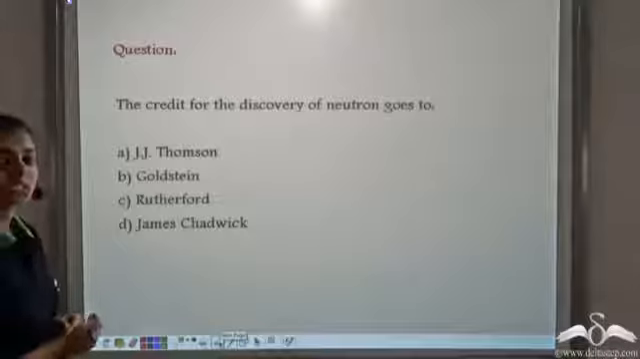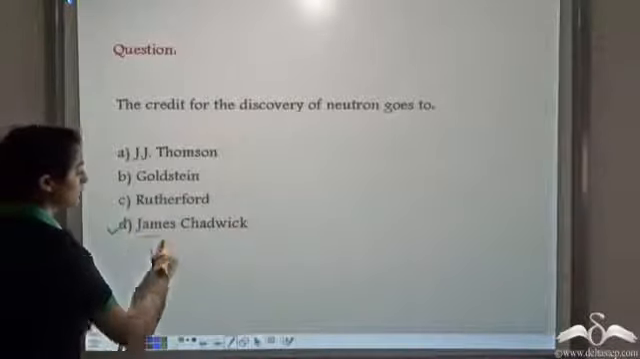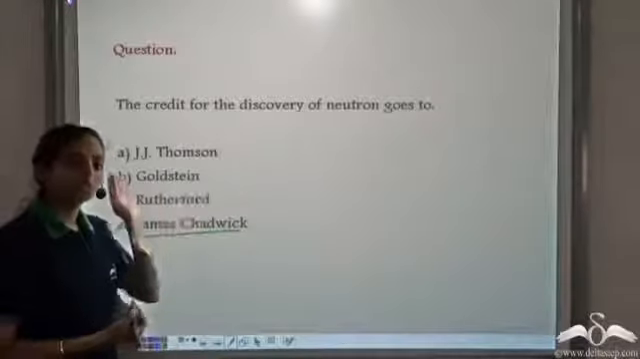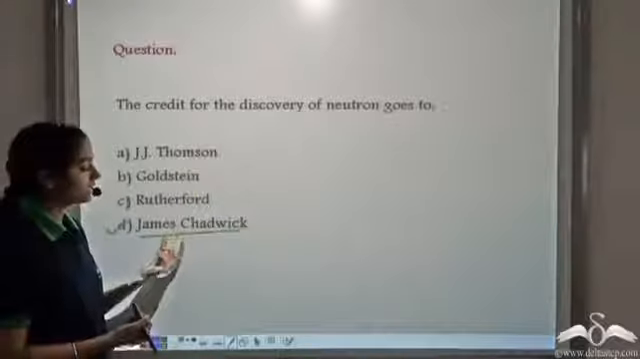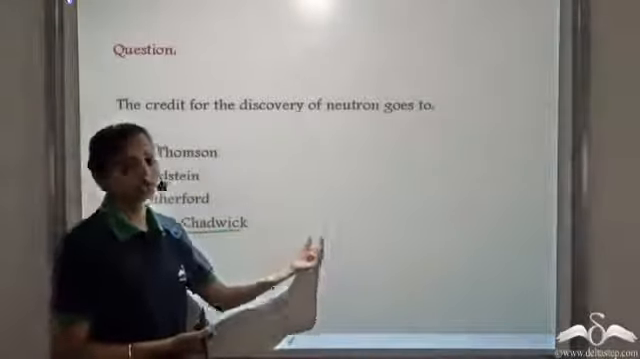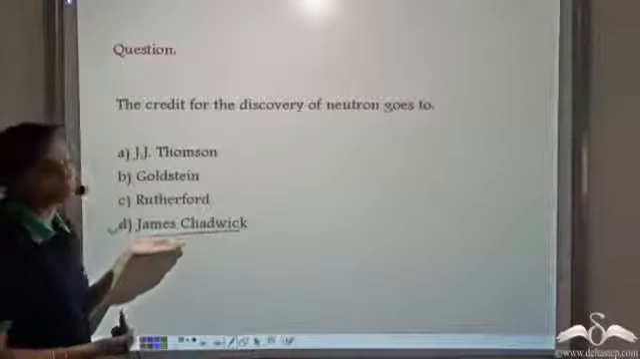The credit for the discovery of neutron goes to James Chadwick, who performed an experiment using beryllium nucleus. He projected alpha particles, and then he found out that a particle, neutron, was released, which was neutral in nature. So the credit for the discovery of neutron goes to James Chadwick.